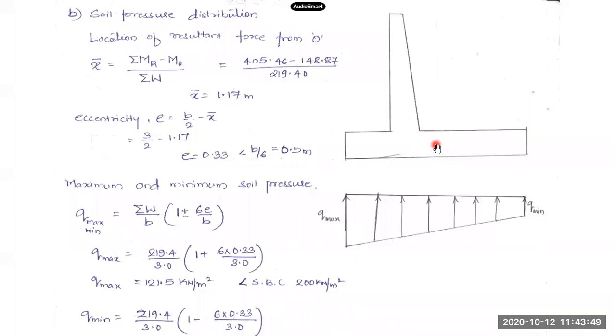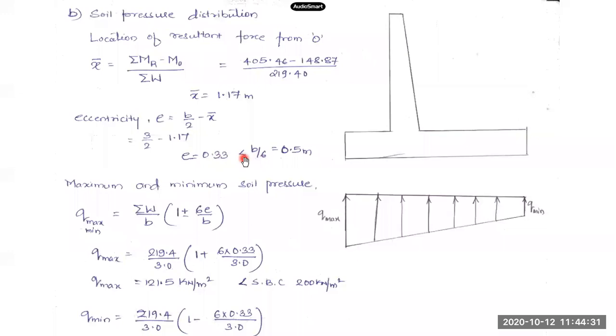So where should the eccentricity be measured? Eccentricity is measured with respect to the centroid of this base slab. Where is the centroid? Exactly at half the length of this base slab, B by 2. So the eccentricity between the resultant and the centroid of the base slab will be B by 2 minus this x bar. What we got was 0.33 meters. We also checked this against B by 6, whether the eccentricity is less than B by 6 or more than B by 6. This will immediately tell me whether there will be any negative base pressure distribution.